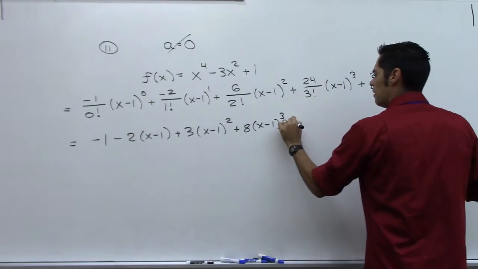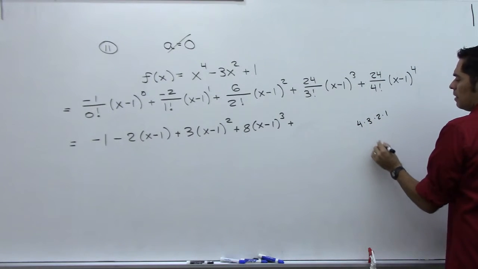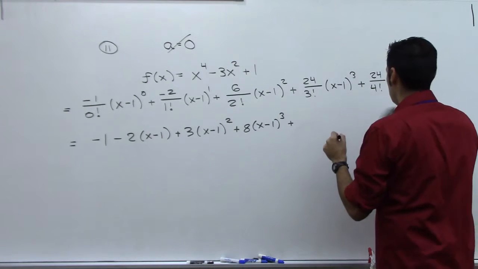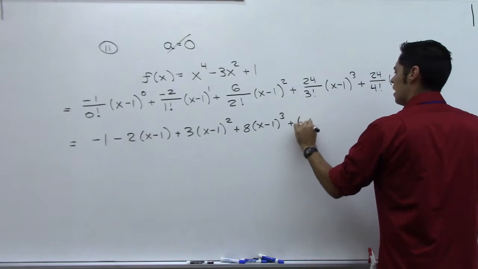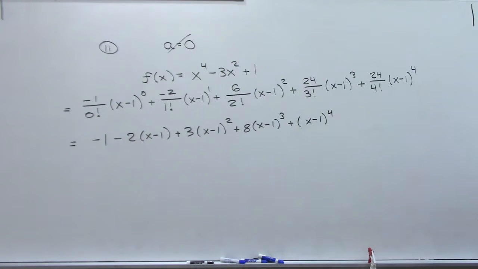And then plus, let's see, 4 factorial, 4 times 3 times 2 times 1. We said this was 6. 6 times 4 is 24, so that's just going to be 1. So that's just x minus 1 to the fourth. And that is our Taylor series.